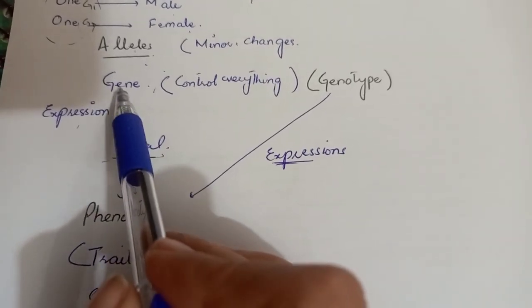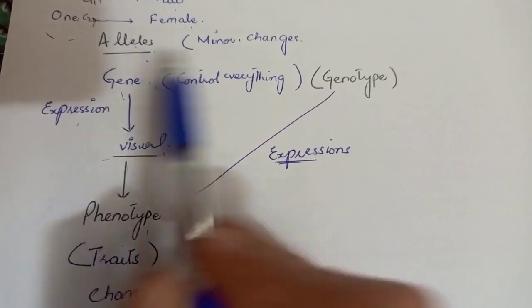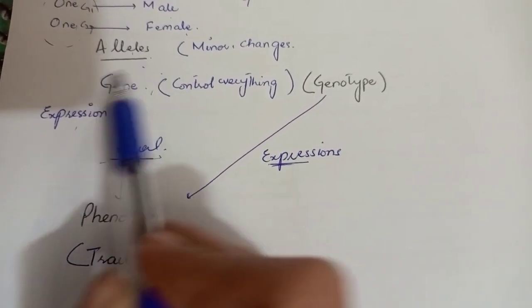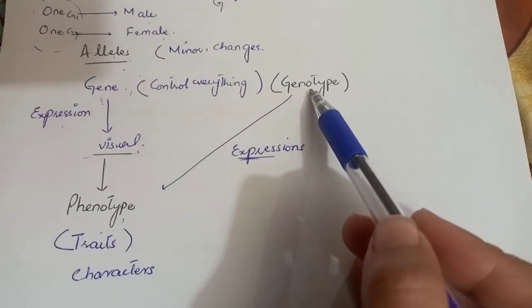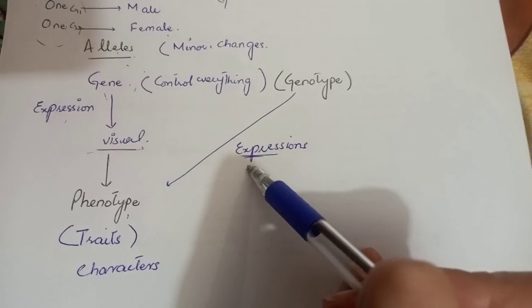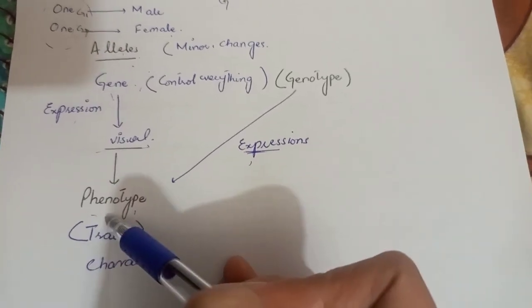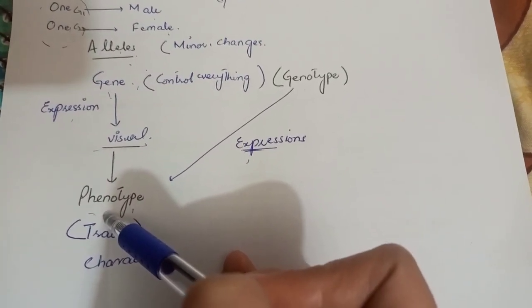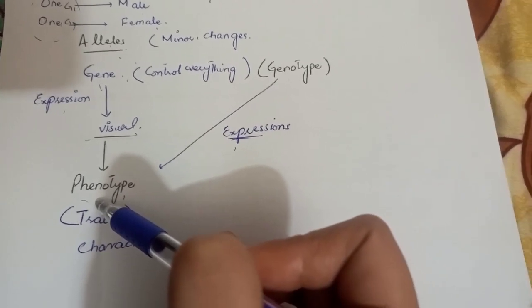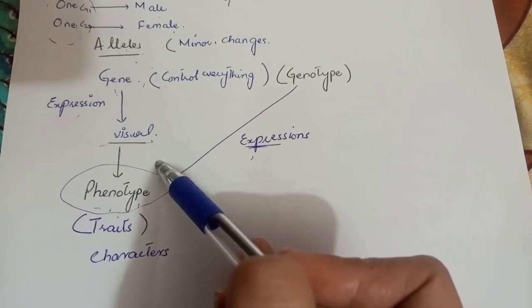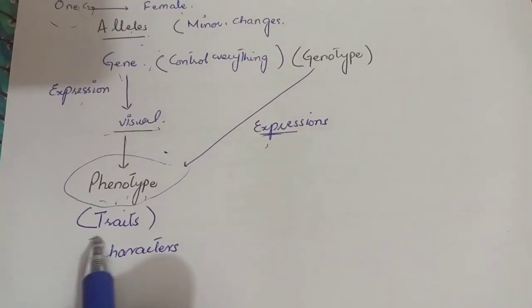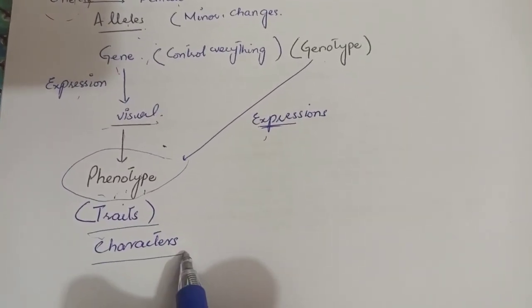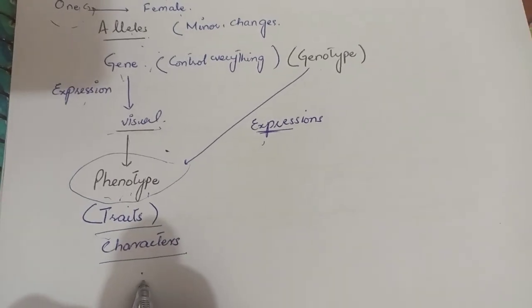When we discuss the genotype, for example, its genetic level, that may be dominant or recessive, this is called genotype. And when the genotype shows its expression, this is called phenotype. Phenotype is the physical appearance, which we can see in every human body: hair color, eye color, facial features, etc. And phenotype is the trait and the characters: eye color, hair color, all these things.